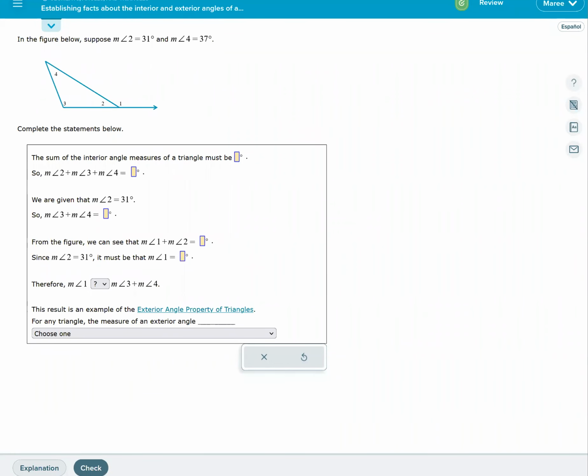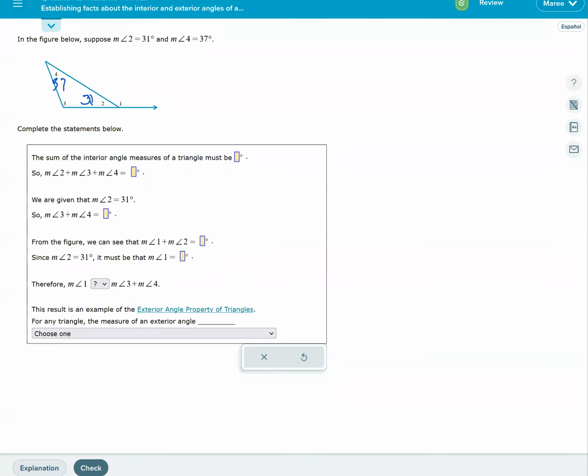This topic is called Establishing Facts About the Interior and Exterior Angles of a Triangle. So we're answering questions about this photograph that we see. We have that measure angle 2 is 31 degrees. Measure angle 4 is 37. Oops, 31, 37. Just write those in.